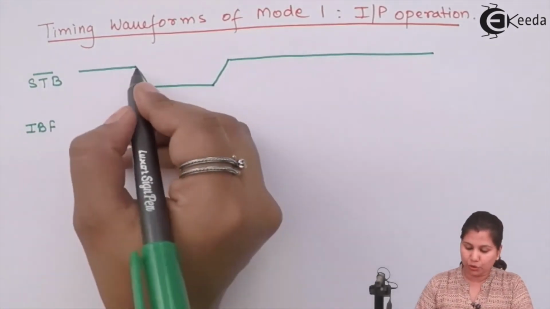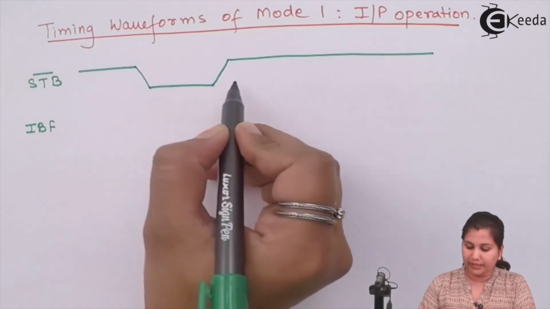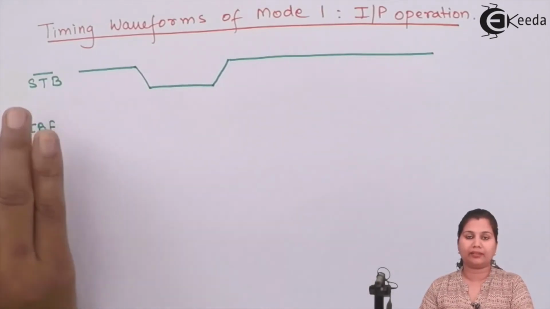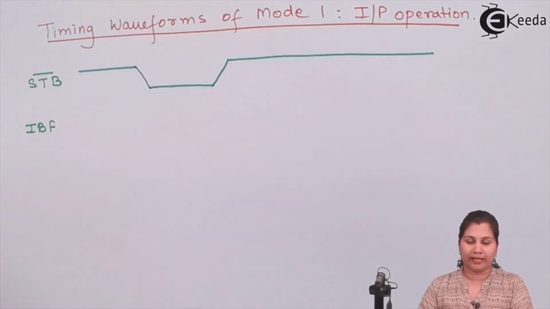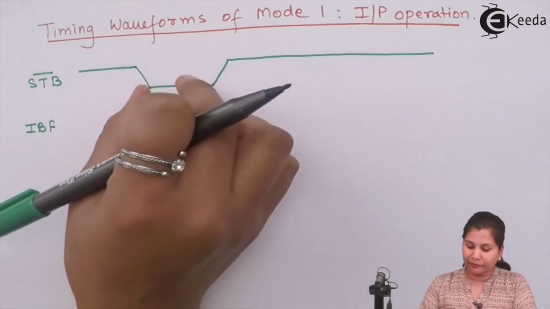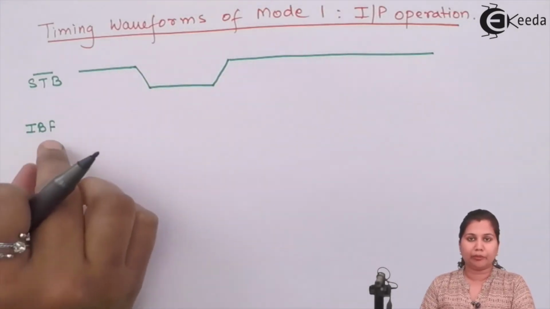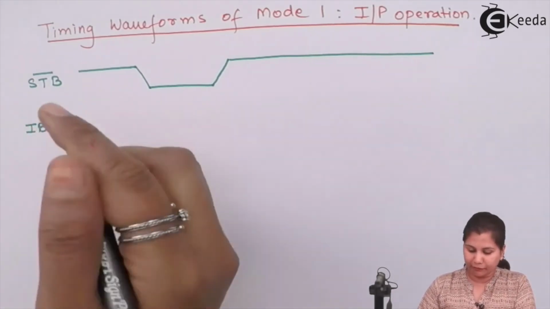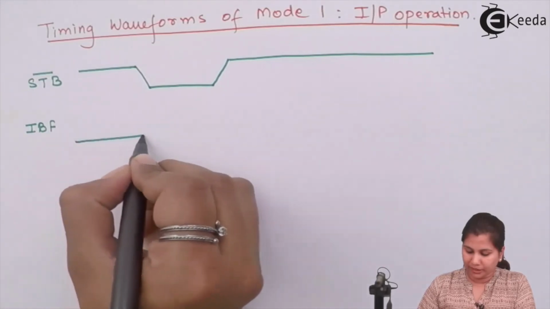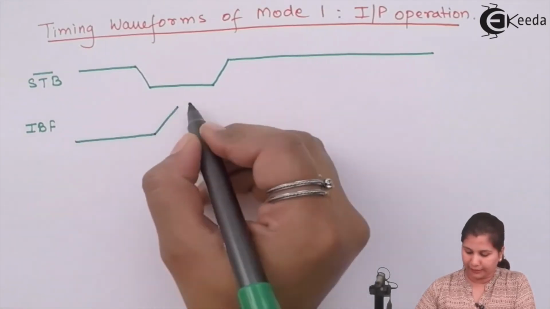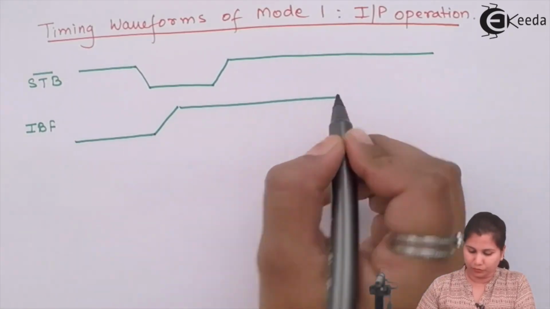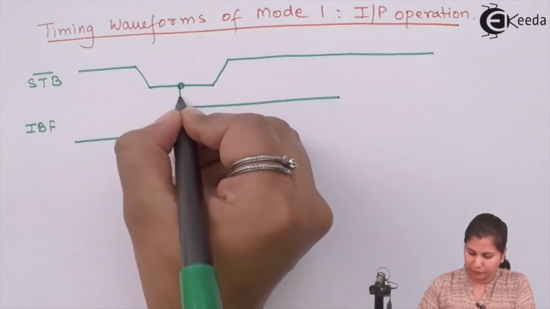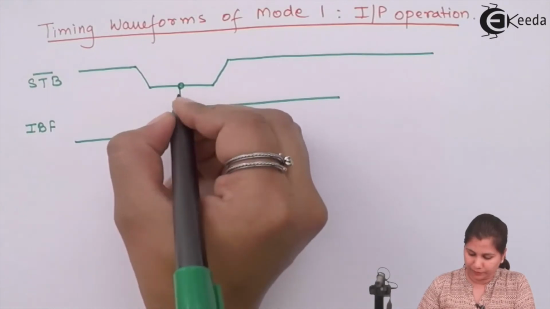Now when this strobe signal is low, it means that the data byte is being transmitted by the peripheral device. So that data byte will be available in the input buffer. So the input buffer full will first be low and then it will go high. When the strobe is low, this input buffer full will go high.